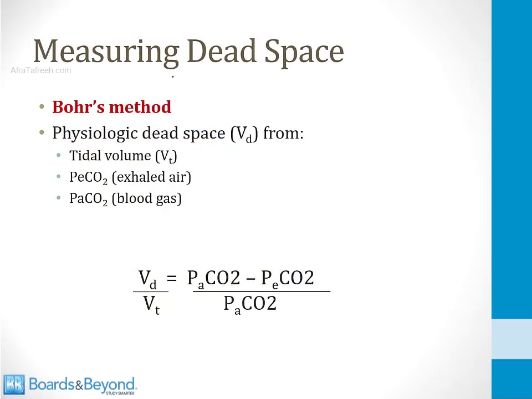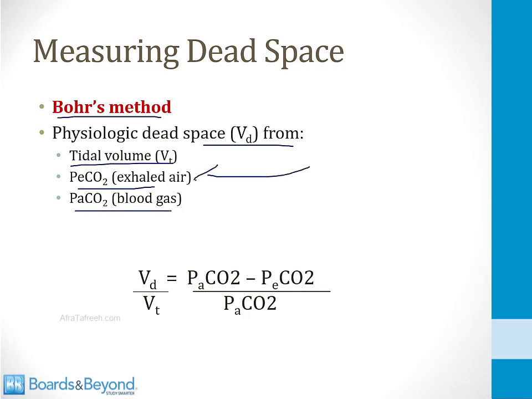There is a way that we can measure the physiologic dead space, and that's by using what's known as Bohr's method. Bohr's method says we can determine the physiologic dead space volume Vd if we know three parameters that are fairly simple to obtain. The first one is the tidal volume Vt, the second one is the concentration of carbon dioxide in exhaled air, and the third one is the concentration of carbon dioxide in the arterial system, which we can get from a blood gas.